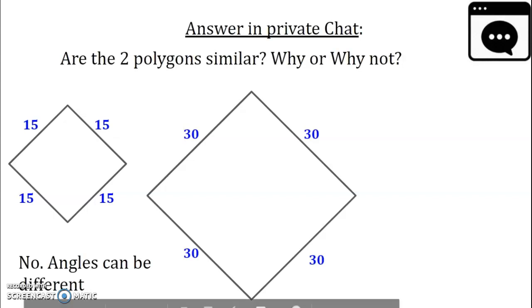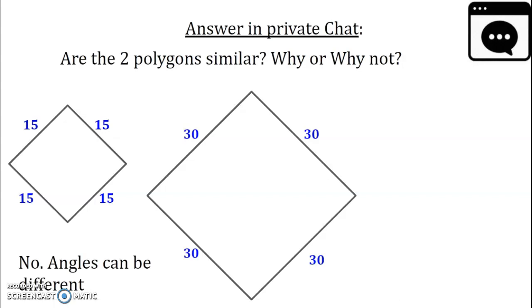No, it's not, because the angles can be different. Why? Because we're not given them. The sides are proportional because the scale factor is just 2, right? If I multiply 15 by 2, it's 30. So the sides are proportional.